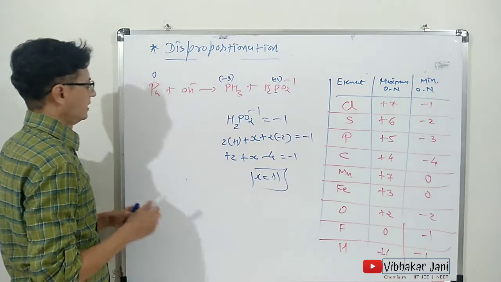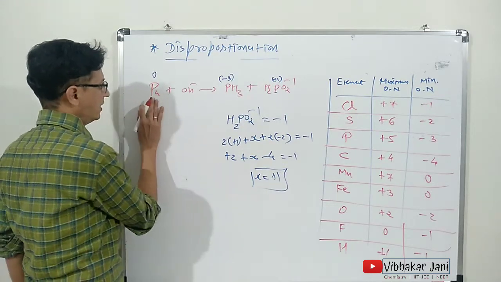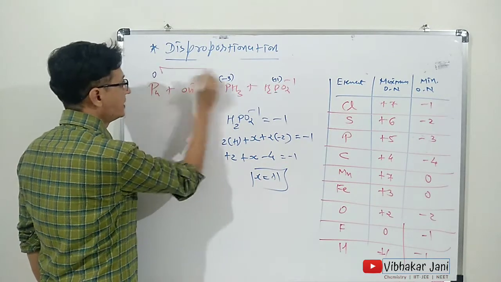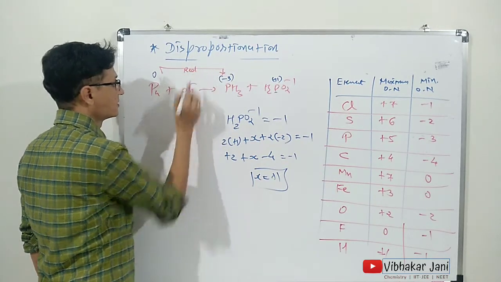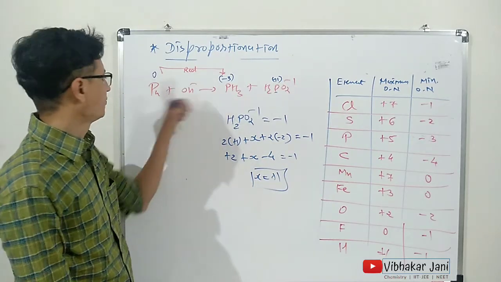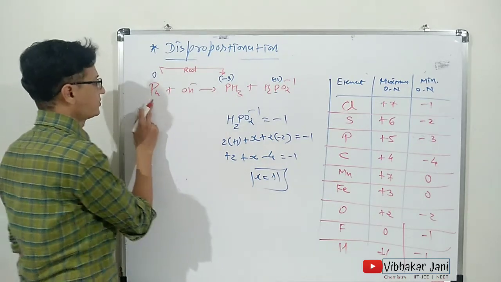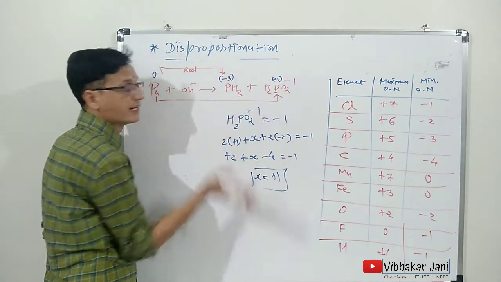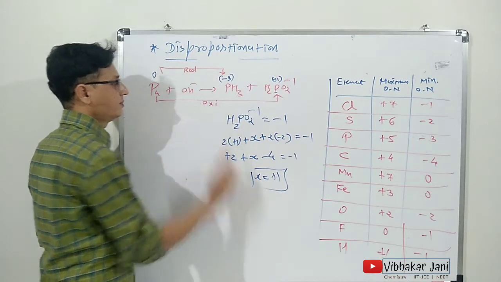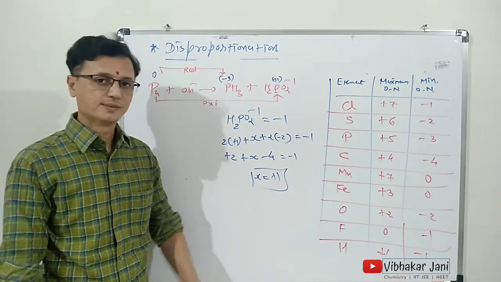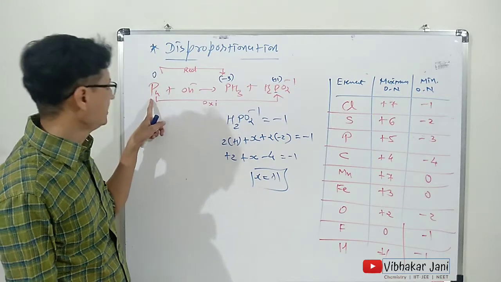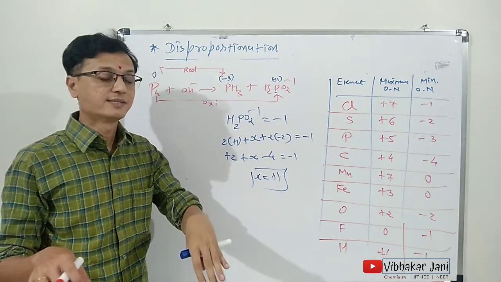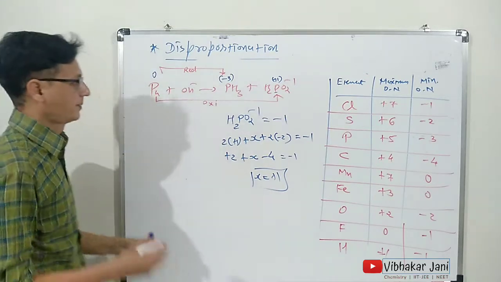Now check it out. This phosphorus has oxidation state 0, and here it becomes -3, so it is a decrease, which is a reduction of phosphorus. And the same phosphorus goes from 0 to +1, that is an increase, so it is an example of oxidation. So the same species is undergoing oxidation as well as reduction, therefore it is a disproportionation reaction.